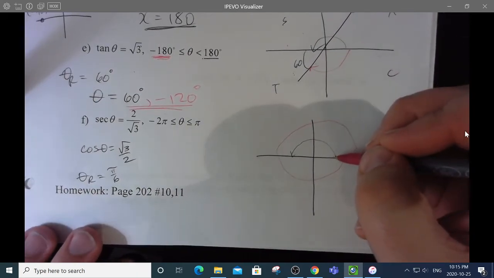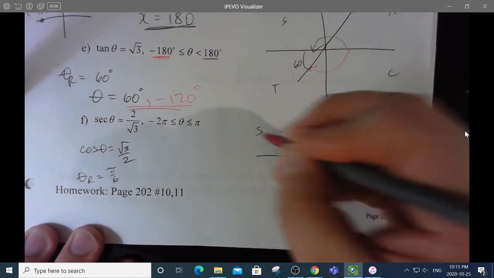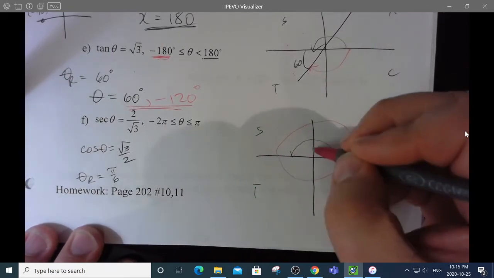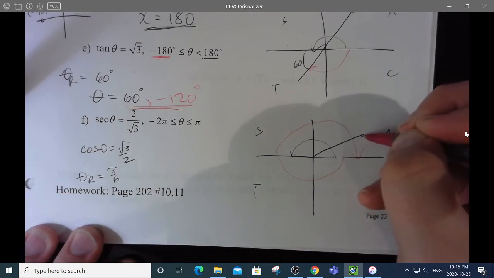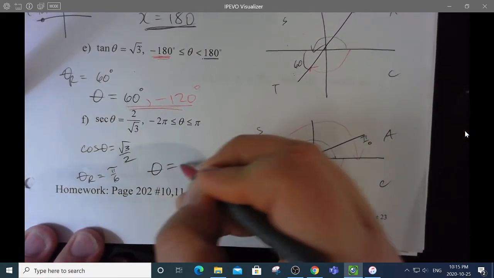So let's do the black one first. Where do I hit the pi by 6 family where cosine is positive? At pi by 6. Okay, so pi by 6 is one of my answers.